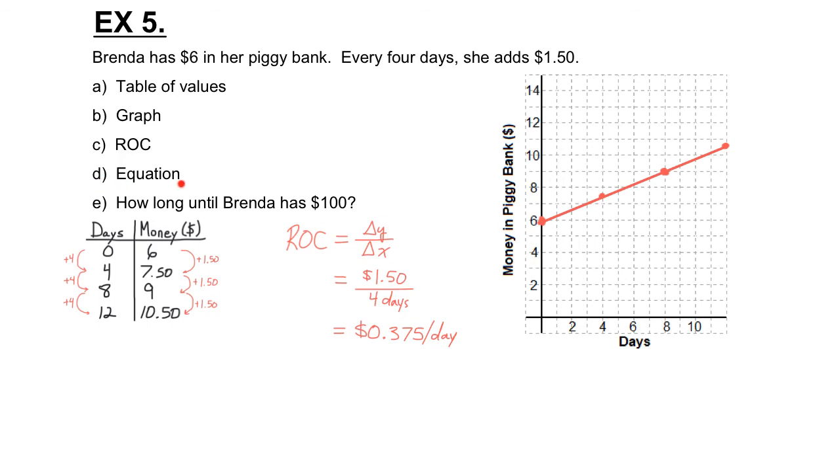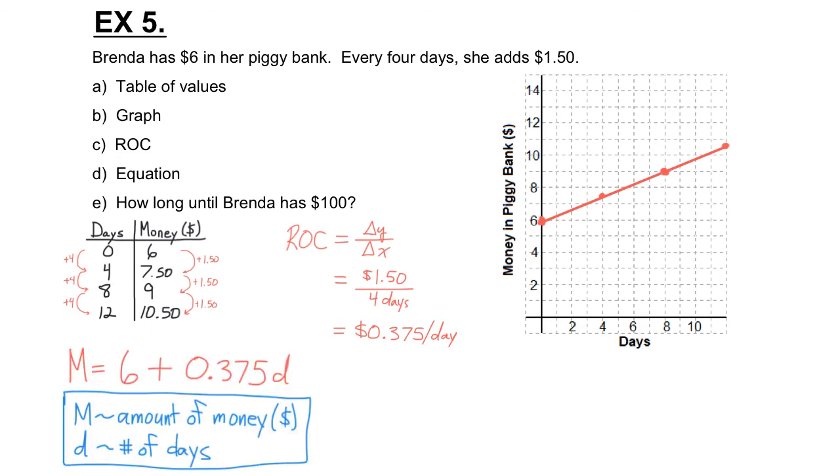For the equation, remember I'm starting at $6. It's increasing by $0.375 per day. So then I can make my equation for that. I'm using M to represent the amount of money in dollars and D to represent the number of days. So the amount of money starts at $6 and then we're adding $0.375 each day. So that would be my equation. Now I can answer this last question. How long until Brenda has $100?